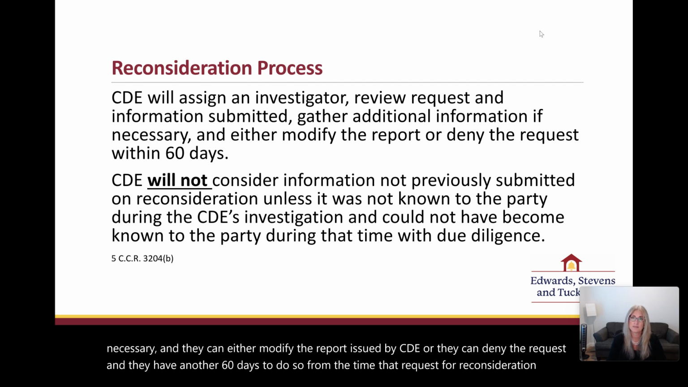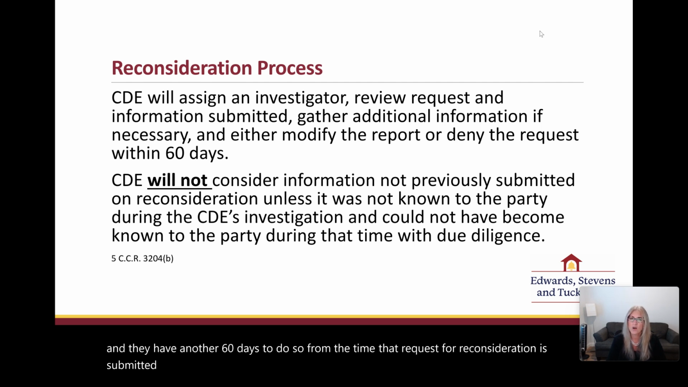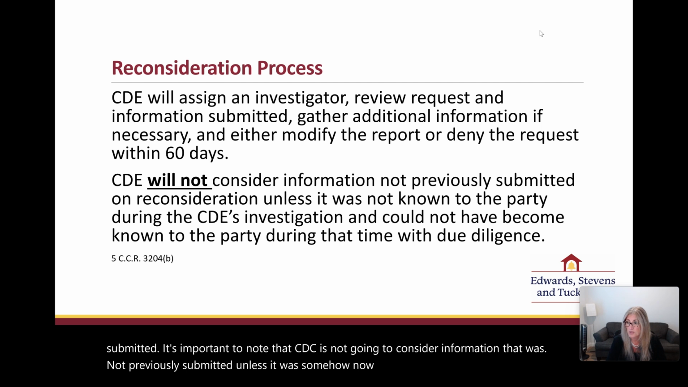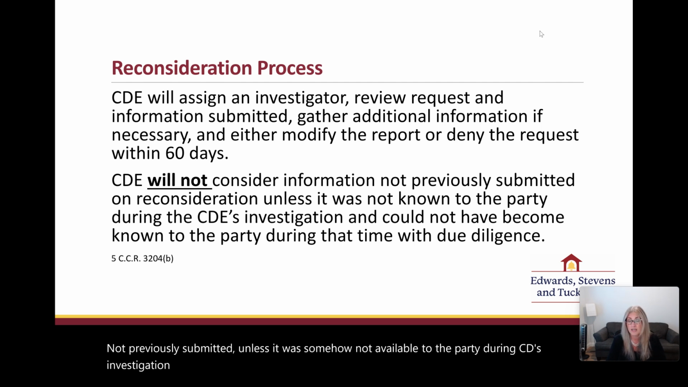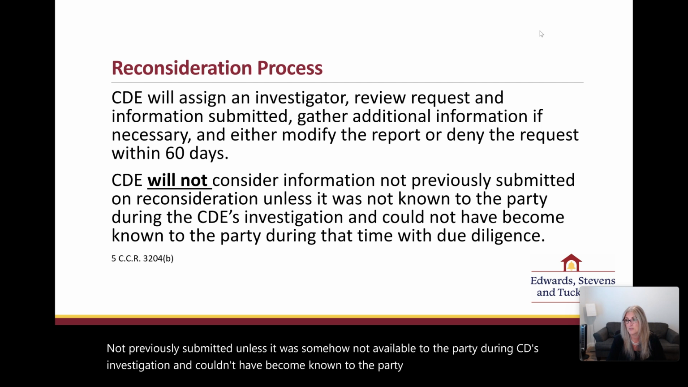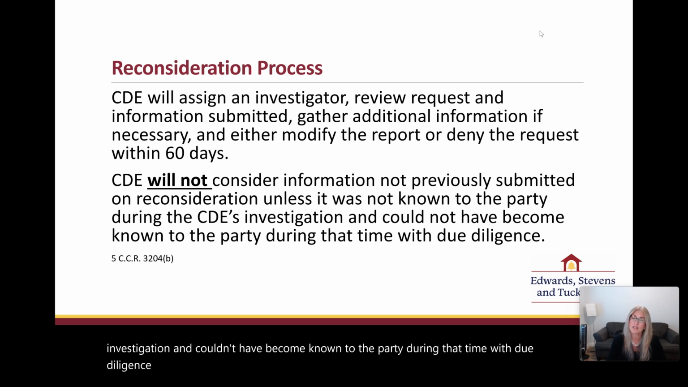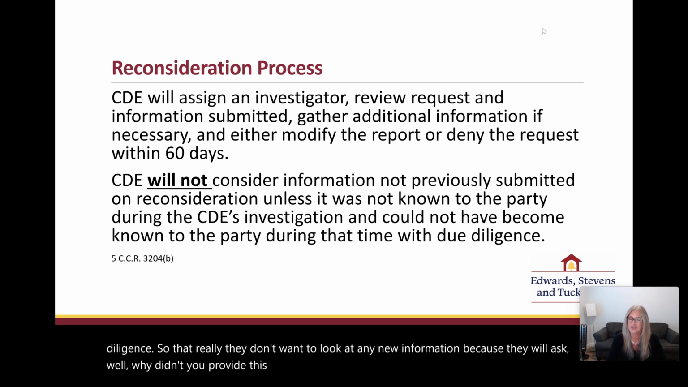It's important to note that CDE is not going to consider information that was not previously submitted unless it was somehow not available to the party during CDE's investigation and couldn't have become known to the party during that time with due diligence. So they don't want to look at any new information because they will ask, well, why didn't you provide this to us earlier? Did you not know that it existed? And only then will they consider that kind of information.